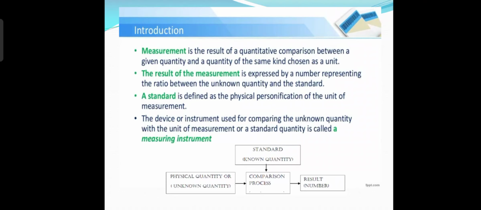The device or instrument used for comparing an unknown quantity with the unit of measurement or standard quantity is called a measuring instrument. From the diagram, we can infer that the comparison process takes place by comparing the unknown quantity with the standard quantity or a known quantity. From that comparison, we can obtain the result, that is the measurement of the given quantity.